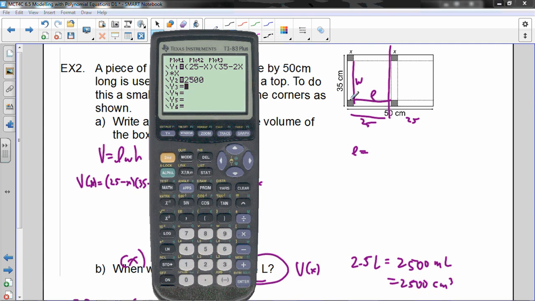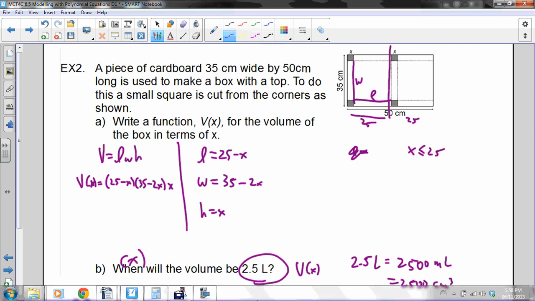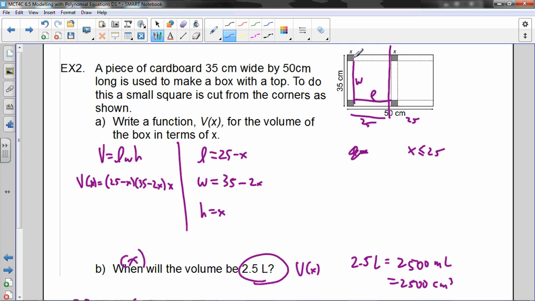Notice that if x was any more than 25, I'd be chopping off this side, and there would be no length there. So I know that x has got to be less than or equal to 25. But look at this side. What's the restriction here? This has got to be positive. The width has to be positive.